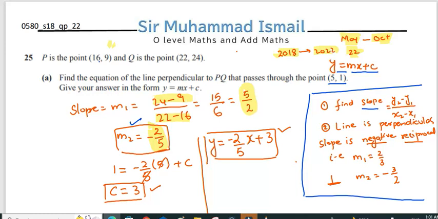Now, again, in this same general equation, you are putting the value of y is equal to minus 2 upon 5 x plus c. That is, you are putting the value of c in the same general equation, and this is the answer. Basically, this is the equation of the perpendicular line, right? Let us move on to the next part.